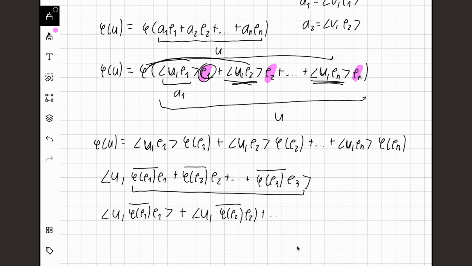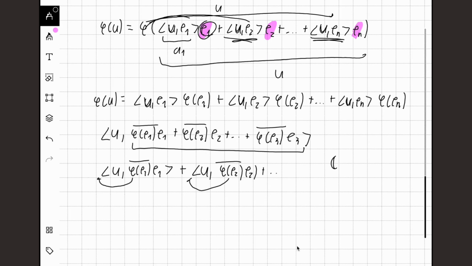Inner products over R are linear in the first term and in the second term, but over the complex field, inner products are semi-linear in the second term, which means that if we want to take these scalars outside of the inner product, we're going to have to take their conjugate.